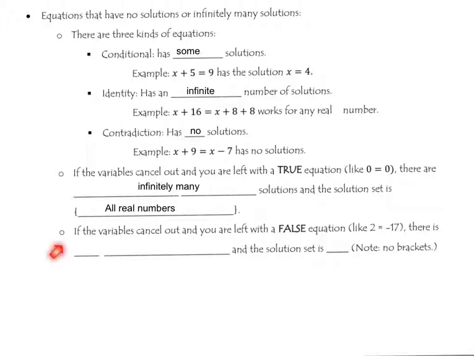But if the variables cancel out and you're left with a false equation like 2 equals negative 17, well, think of it, that doesn't make any sense. So that equation has no solutions, and the solution set is called the null set. And the null set is written as a 0 with a slash through it, and notice there are no brackets.